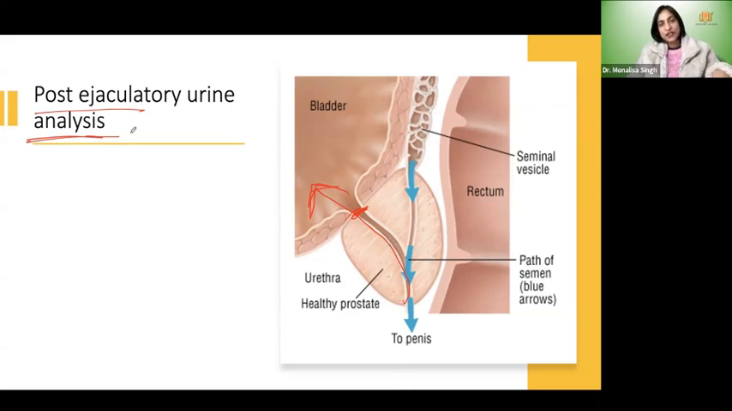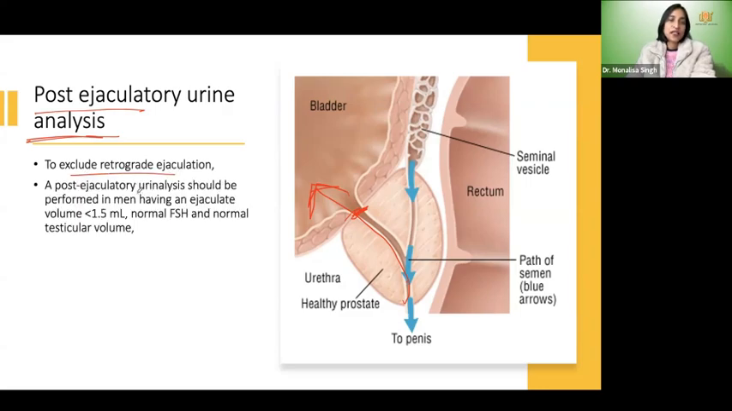In that case, if we're suspecting this, what we do is, after the man has ejaculated, we ask them to pass urine, and we collect that urine, centrifuge it, and we see if a lot of spermatozoa are there inside the urine. That is called retrograde ejaculation. To exclude retrograde ejaculation, post-ejaculatory urine analysis, when do you do it? When you see features of obstructive pathology. This is a differential for obstructive azoospermia, retrograde ejaculation. They'll have low volume, normal FSH, normal testicular volume. So before labeling it obstructive, you can look for post-ejaculatory urine analysis with spermatozoa inside.